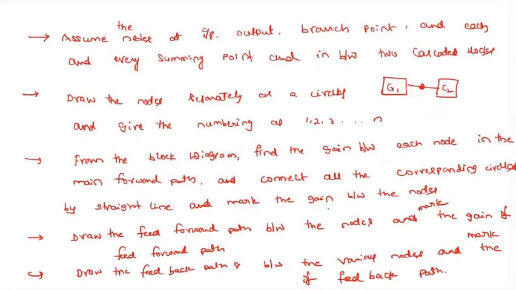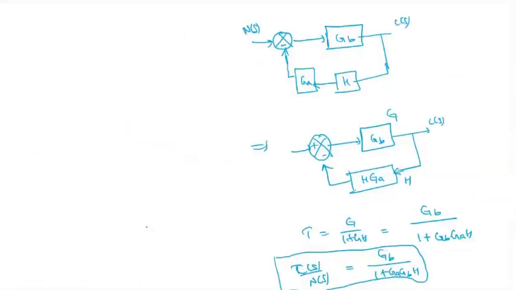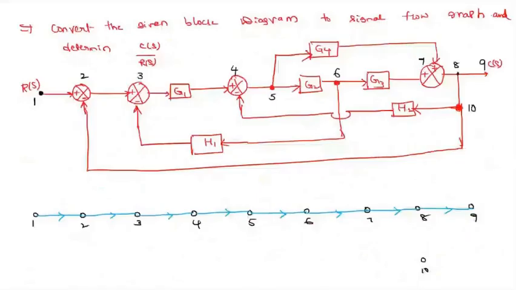In the third step, from the block diagram find the gain between each node in the main forward path. The main path starts from input and goes to the output side. Between 1 to 2, nothing is there, so the gain is 1. Between 2 to 3 also the gain is 1. Between 3 to 4, the gain is G1.